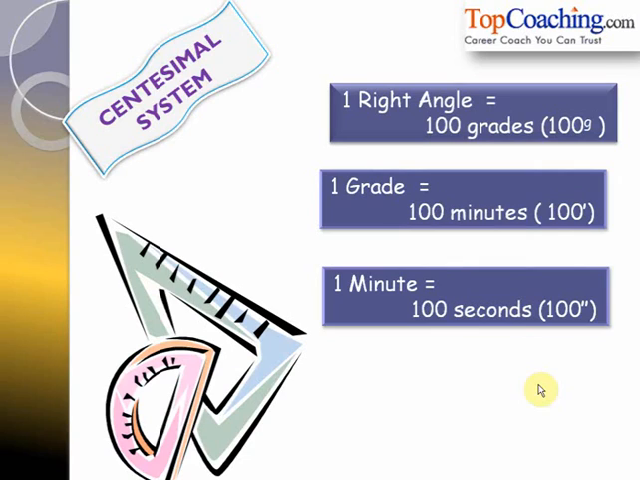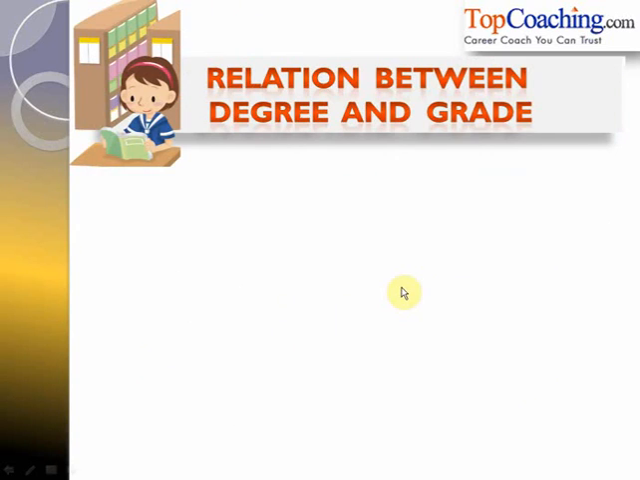Then this grade is further divided into 100 equal parts such that every part is known as 1 minute, and then 1 minute is further divided into 100 equal parts, and all those equal parts are called 1 second. Now let's see the relation between the degree and the grade system. So how to convert if an angle is given in the degree measure into a grade measure, or if an angle is given in the grade measure system to the degree measure system.